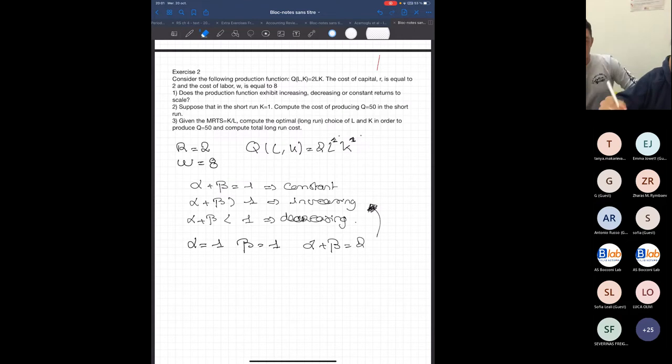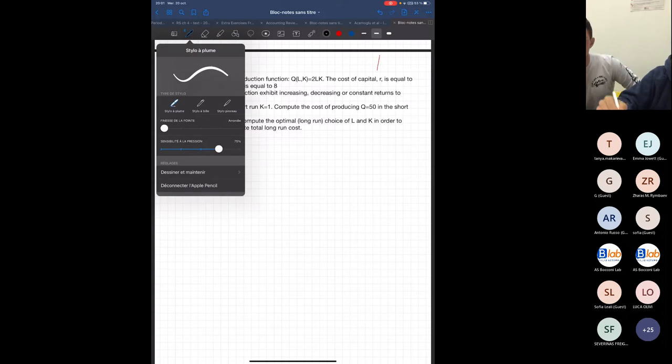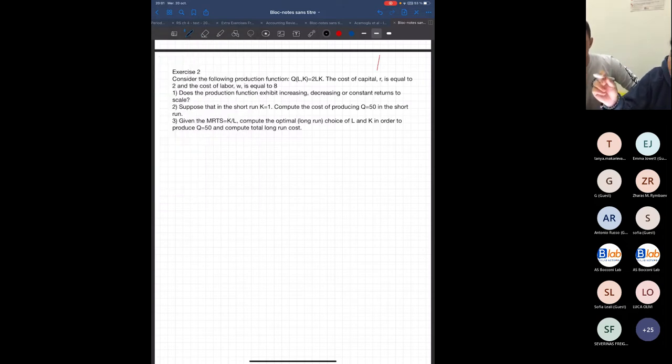Okay, so we're going to go with the second part of the question. We're going to give you some time, guys, to do it. Suppose that in the short run k equals 1, compute the cost of producing q equals 50 units in the short run. We'll give you 5 minutes to try to solve this, then we go through it together.